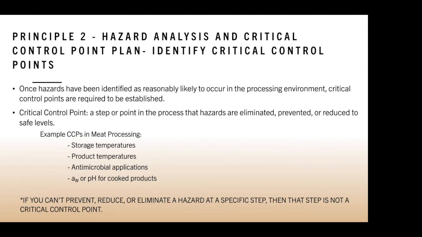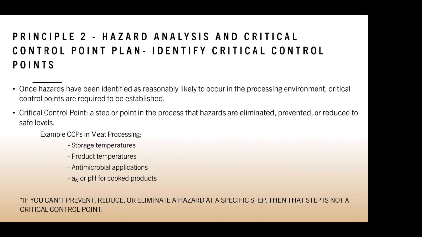Now that we have discussed the different types of hazards and conducting a hazard analysis, we move on to Principle 2, which is identifying the critical control points and creating a HACCP plan. As a reminder, HACCP stands for Hazard Analysis and Critical Control Point. If, having conducted your hazard analysis, you identify that hazards may be reasonably likely to occur, critical control points would need to be established. Critical control points, or CCPs, are a step or a point in the process at which hazards can be eliminated, prevented, or reduced to safe levels.